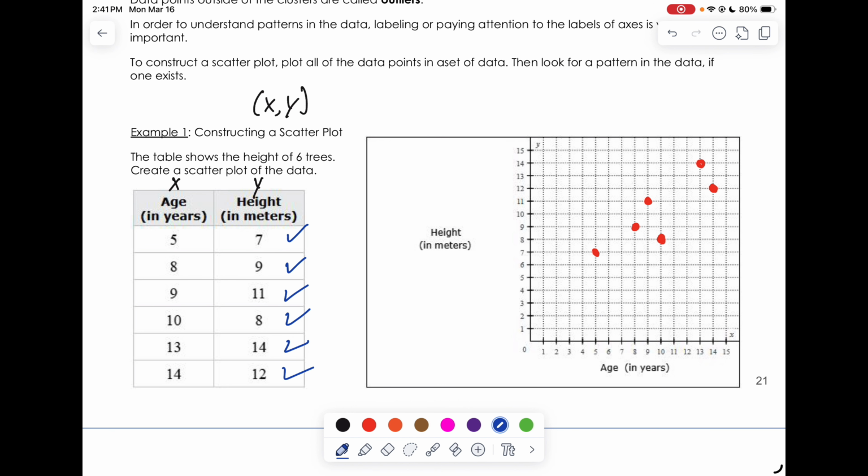So then on this one, we can see that there's a pattern, okay? We have a positive correlation because normally as the age in years for our tree increases, that means it's getting taller for the most part.